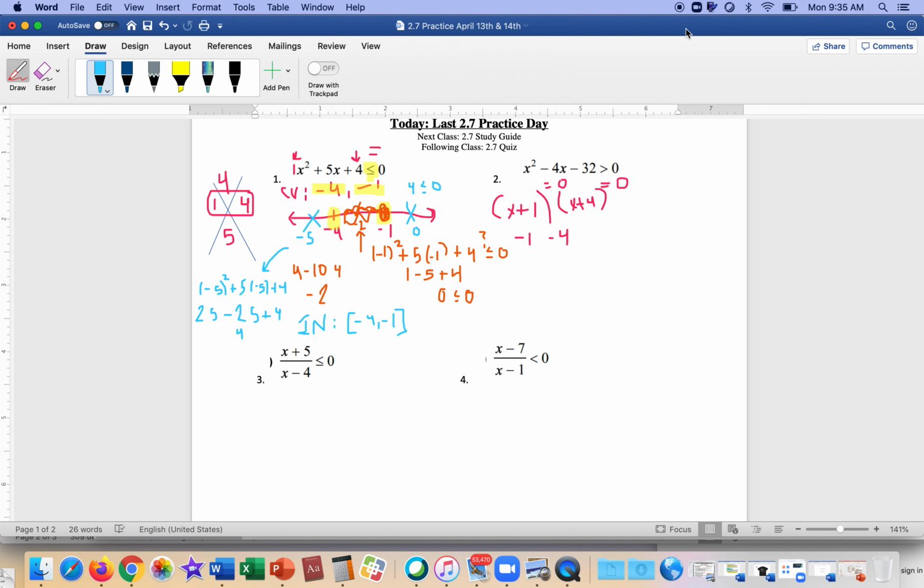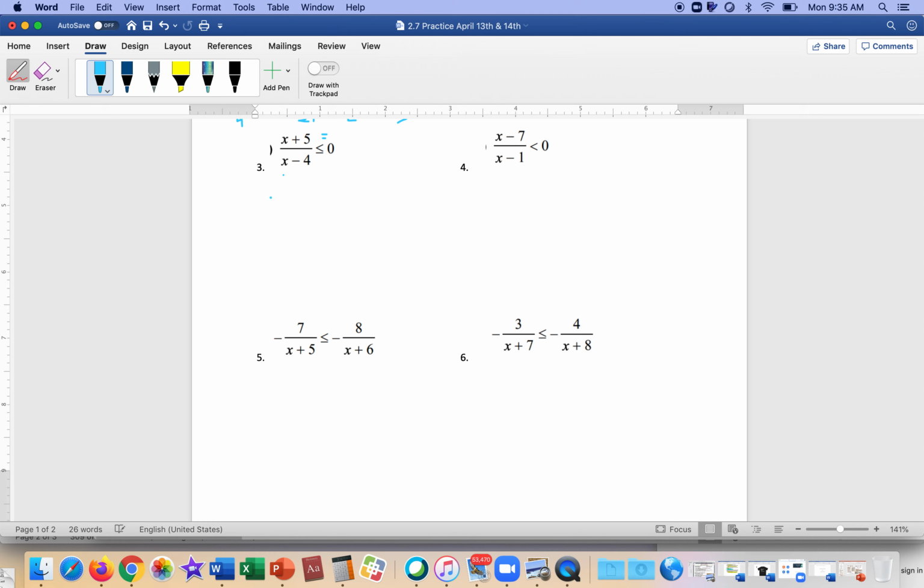Okay, then let's try number 3. Remember, you're going to do the evens as homework. So we're going to pretend it's an equals, right? So if I had x plus 5 over x minus 4 equals this. First of all, we need to always set any denominator equal to 0 and solve, because those are critical values. So first, you set denominators to 0. If I set x minus 4 equal to 0, I would get x equals 4. So that's going to be one of our critical values.